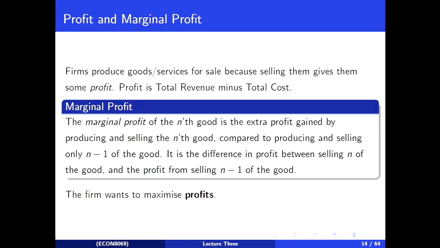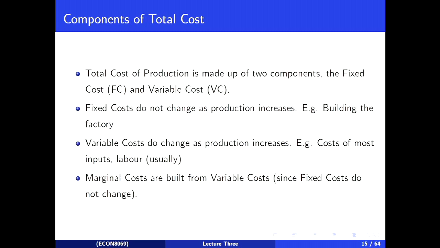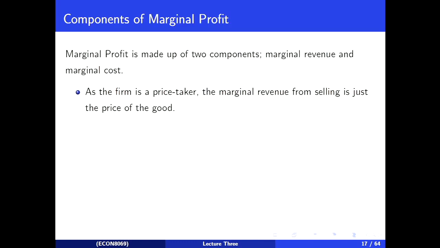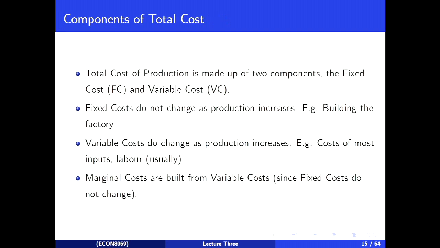So I want to break down cost a little bit. Total revenue is actually really straightforward. Total revenue is just price times quantity sold. But cost is a little bit tricky. This total cost component is a little bit fiddly. So we typically divide total cost into two components, fixed cost and variable cost. Total cost is fixed cost plus variable cost, typically.